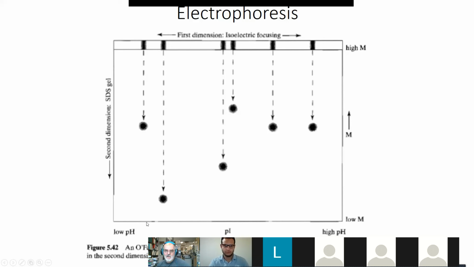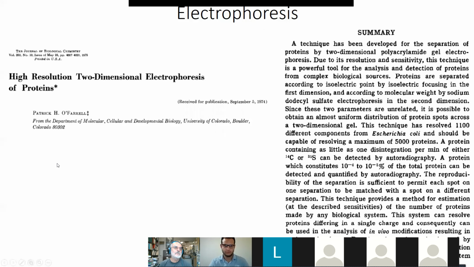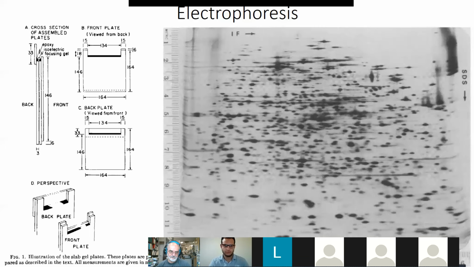So 2D isoelectric SDS gel methods then became the vogue. Now, O'Farrell's paper was also in JBC in 75. And the summary is shown here. You can go read the paper and look at that. This is a depiction of what the gel apparatus sort of looked like.